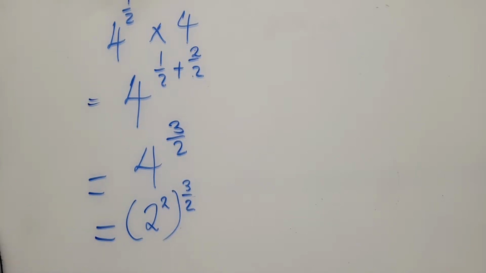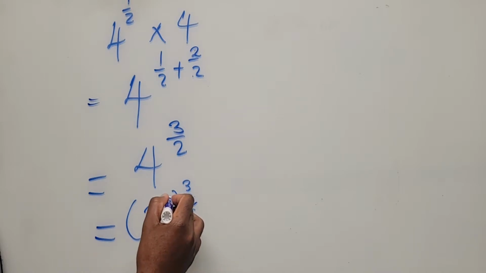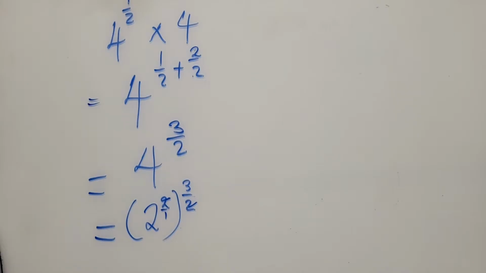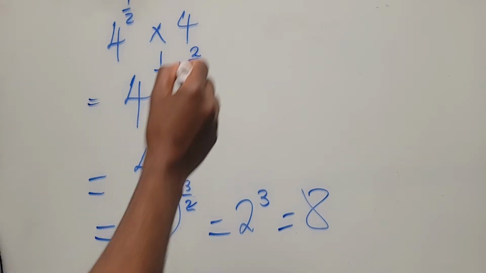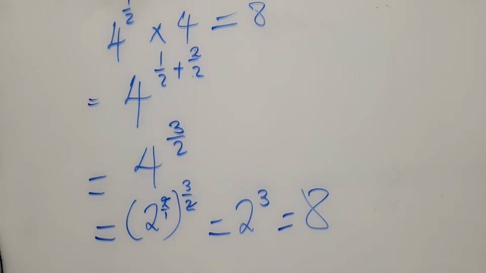Okay, so you know what, 2 is just the same as 2 divided by 1, right? So the 2 in the denominator cancels with the 2 in the numerator. So you remain with 2 to the power 3. But what is 2 to the power 3? It is the same as 2 multiplied by 2 multiplied by 2, 3 times. So 2 times 2 is 4, times 2 is 8. So our expression, 4 to the power half multiplied by 4, is equal to 8.